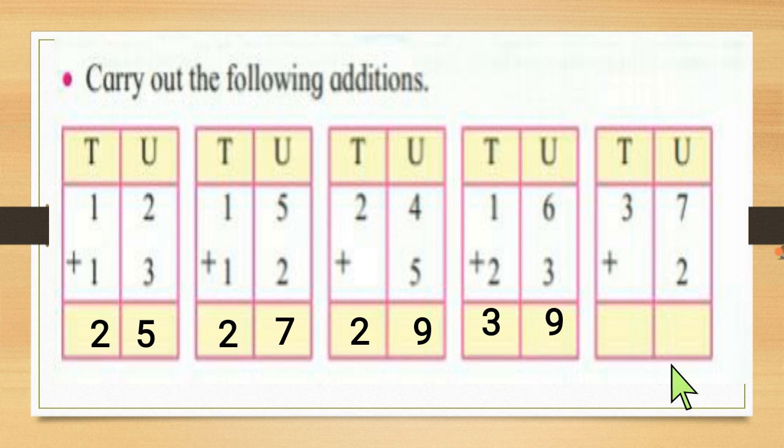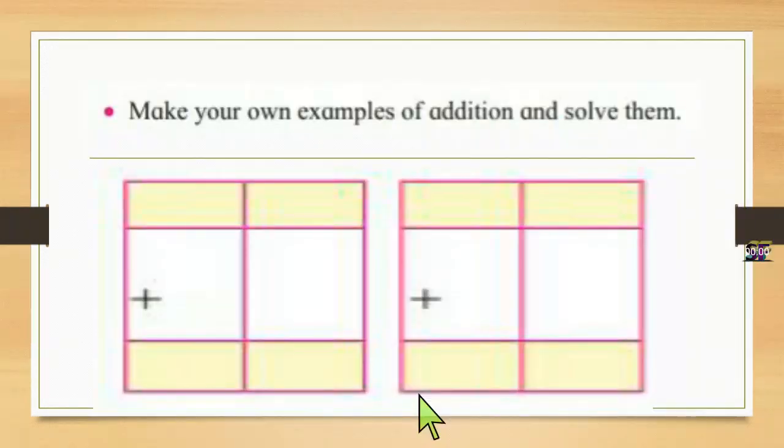Here 37 plus 2. In this question, we will solve the unit side first. Just count 2 forward from the number 7. 8, 9. So the answer is 9. And here you do not see any number, no? So the answer is 3. So the answer will be 39.